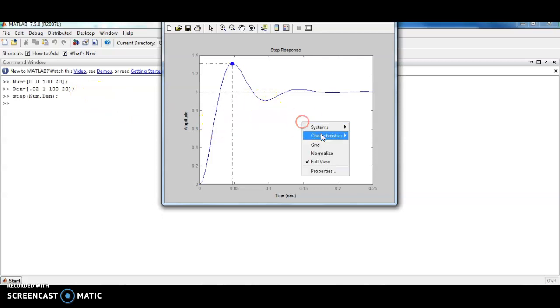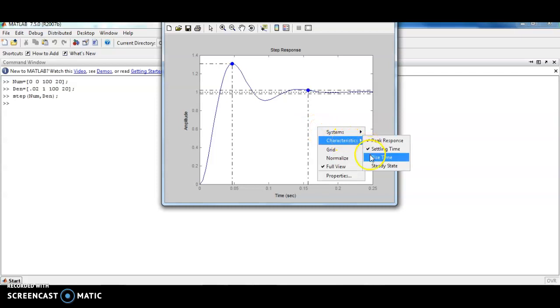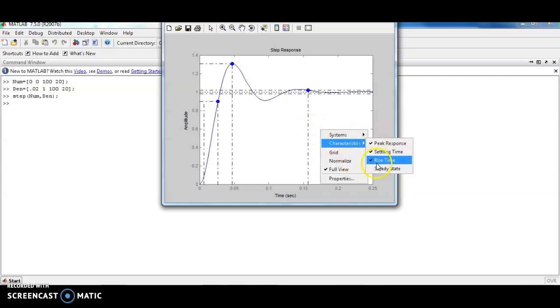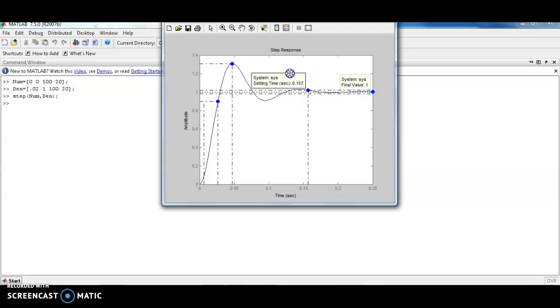Then from characteristics, get the settling time, rise time and steady state. Click so that you will get the values. These values you can note down in your tabular column. Similarly, we are going to discuss the PID controller.